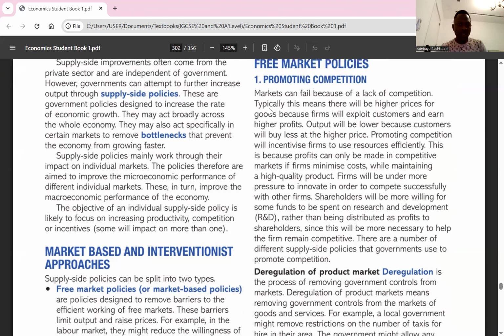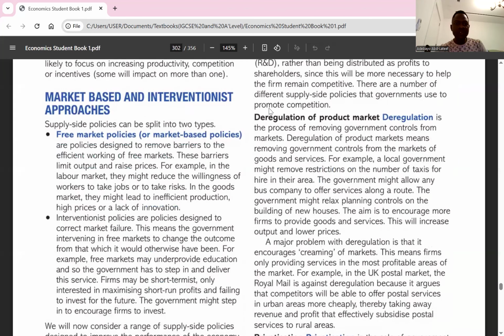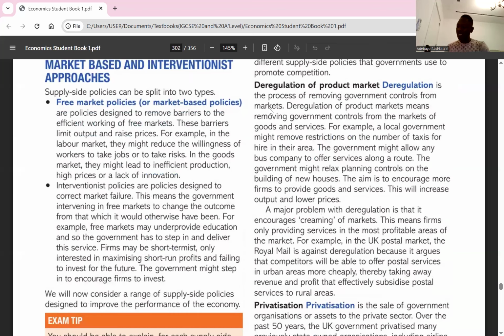So we have the market-based and interventionist. We're going to start with the market-based. Supply side policies can be split into two: the free market policies and interventionist policies. For the free market policies, we are talking about policies designed to reduce whatever barriers hinder the growth of the free market. That is free market policies.